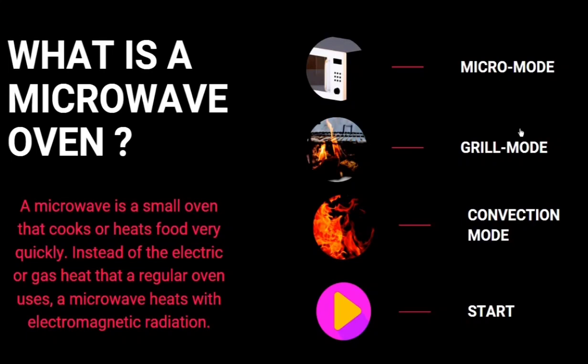So what are these modes? First, we'll see about the micro mode. This mode is used to cook food in a traditional way. It uses a maximum power of 900 watts. In this, the maximum load is that it takes around 60 minutes for cooking.